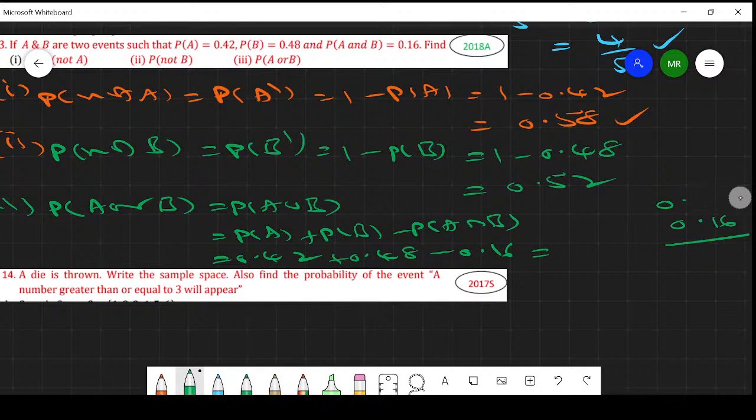Alright, this is 90, right? Check here, 4. Right, 0.74 is your answer. This is rougher, 0.74 it comes. Simple problem, but important problem.